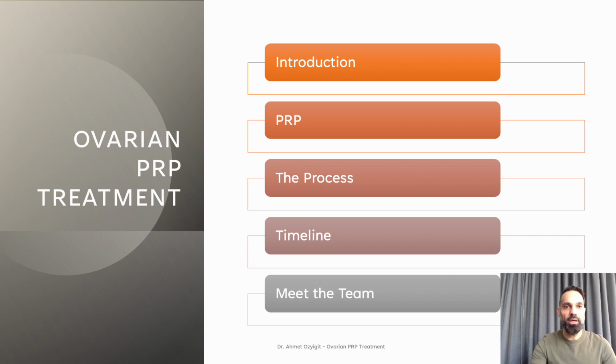Let me walk you through the structure of this PowerPoint presentation. We're going to introduce what platelets are, what PRP is, and how it's done. We're going to go over the process, the timeline, and we're going to meet the team at the end of the presentation. The process and the timeline are kind of overlapping in a way, because ovarian PRP is something that requires a certain period of time for it to work. So we're going to walk through all of these in a little bit.